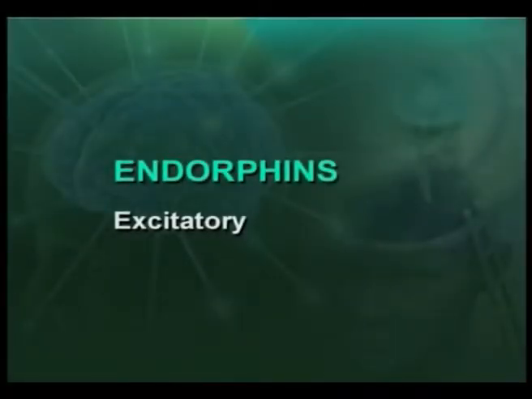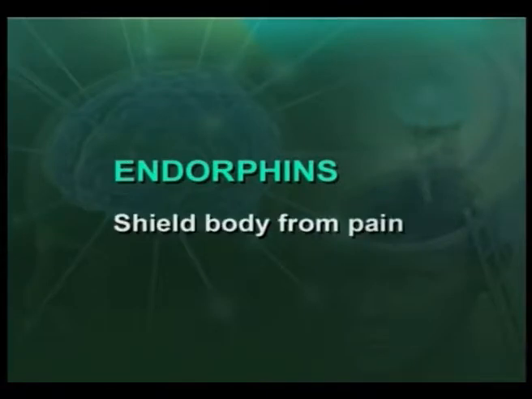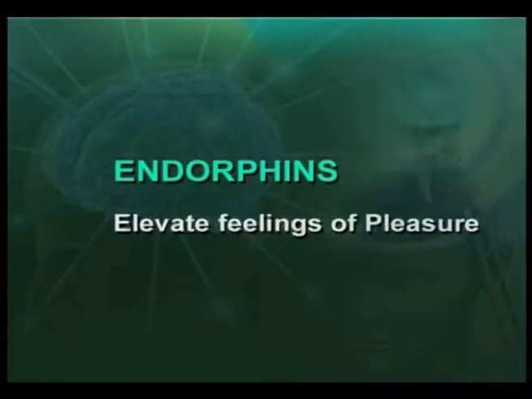Endorphins are excitatory neurotransmitters and they shield the body from pain and elevate the feelings of pleasure. So, it is a feel good neurotransmitter, and these neurotransmitters are present in people as varied as a woman who is giving birth, who is experiencing a tremendous amount of pain, or the elevated feelings of pleasure of a long distance runner, or a person in shock, maybe after an accident or a traumatic incident. All of them have high levels of these endorphins, which both protect us from pain as well as elevate the feelings of pleasure.